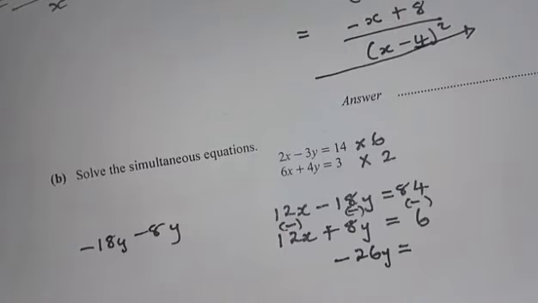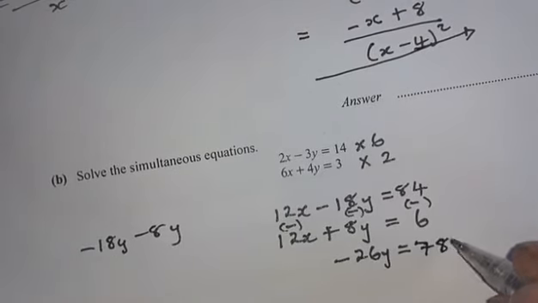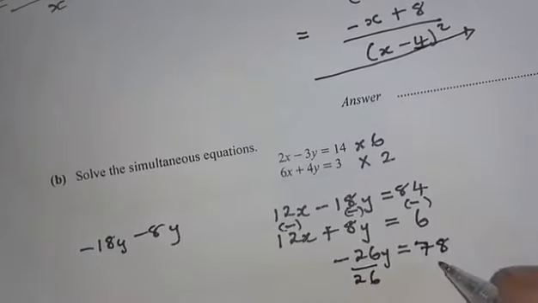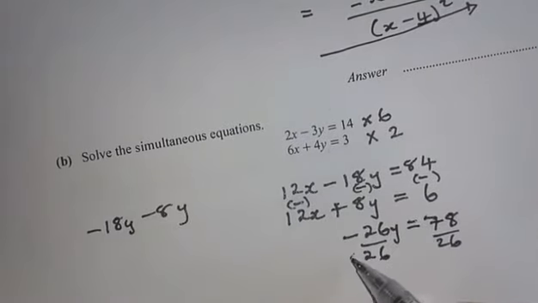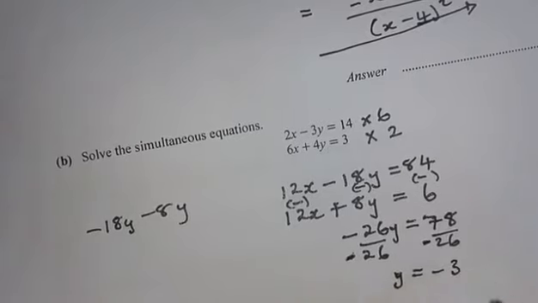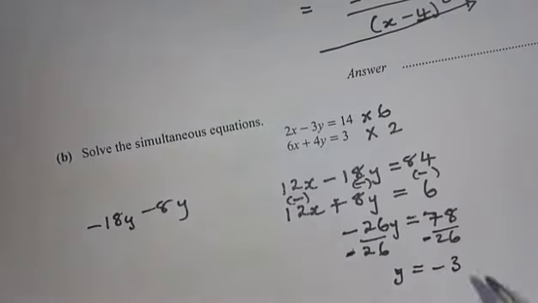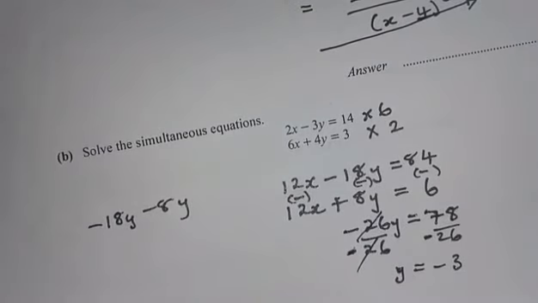Then 84 minus 6, you get 78. So I'm now dividing both sides by 26. 78 divided by 26 gives you 3. So it means you are dividing by negative 26, so y is equal to negative 3, since negative 26 and negative 26 cancel out each other.